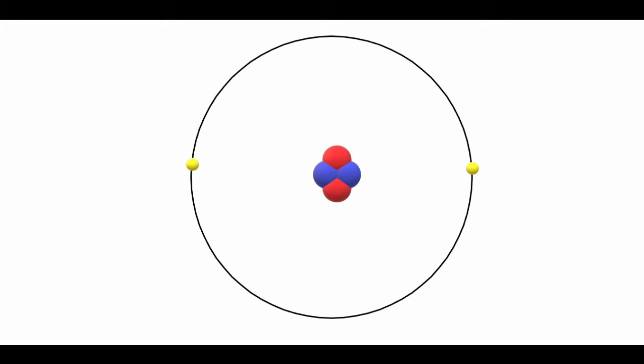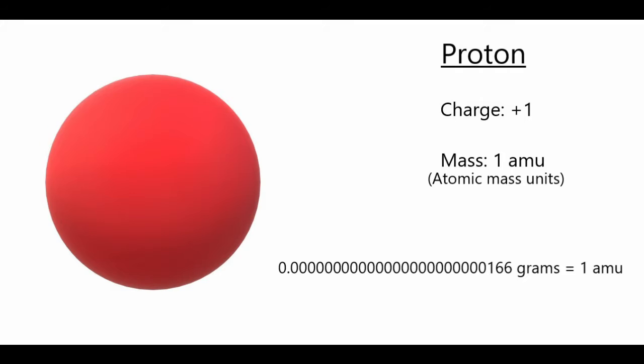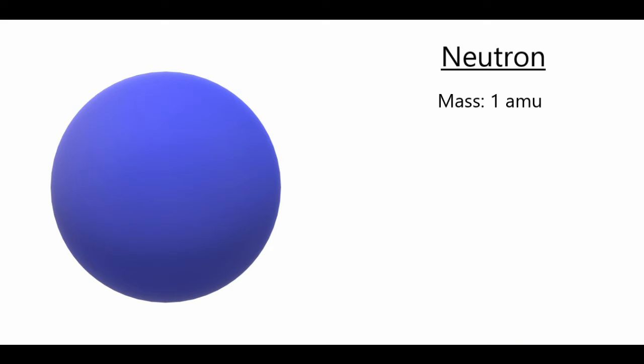The atom is the most basic component of all matter in the universe and can be subdivided into three different particles: the proton, the neutron, and the electron. The proton has a charge of +1 and has a mass of 1 AMU, which is roughly equivalent to this many grams, aka a really, really tiny amount. The neutron has the same amount of mass, but has no charge.